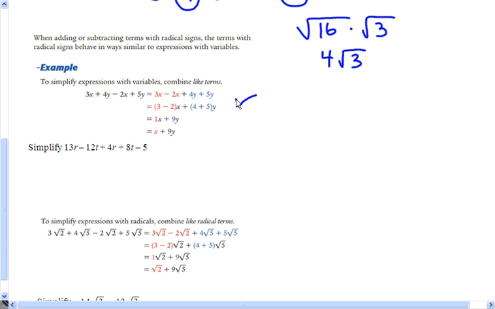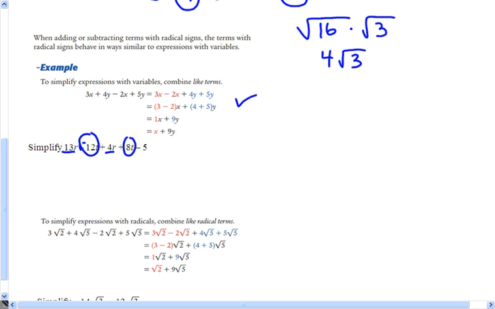I'll show you that one more time. So what we do is we look for like terms. Anything that has the variable r is a like term with 13r. So right there, those two are like terms. Also, I'm going to change this to adding a negative. We also have this one and this one as like terms because they both have the variable t. As long as the variable is exactly the same with the exact same powers, then they're considered like terms.